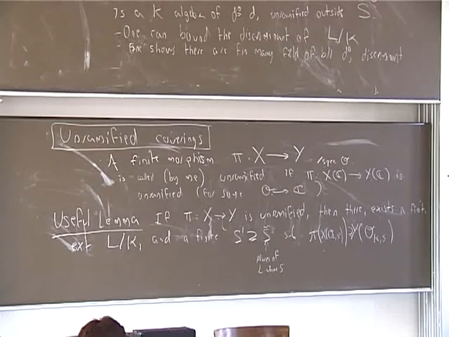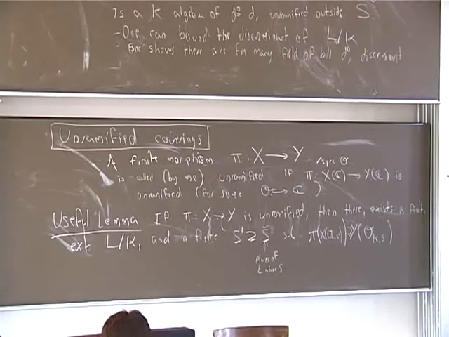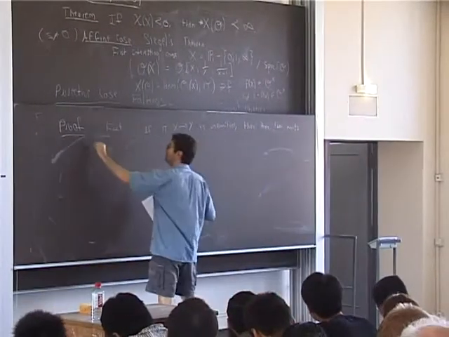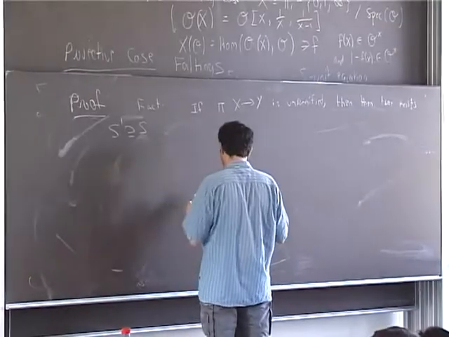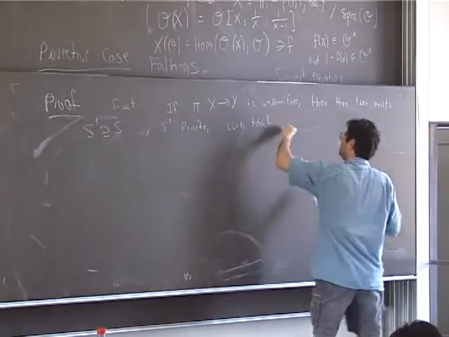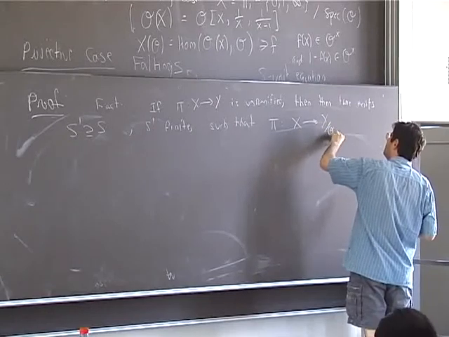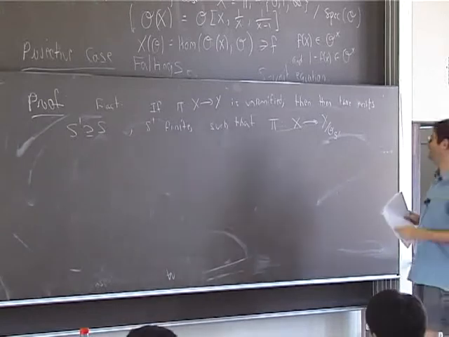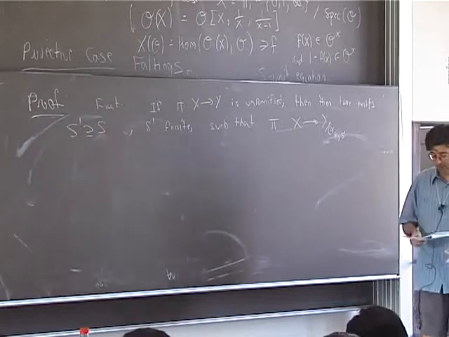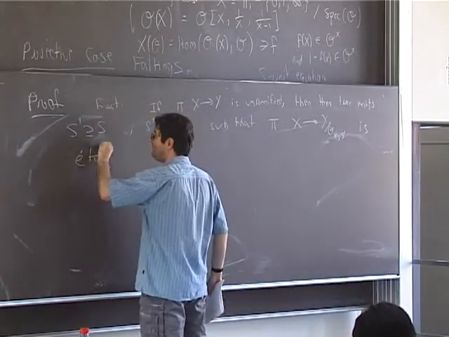If pi from X to Y is unramified in the sense that I stated before, on the generic fiber, then there exists an S prime, a finite set of places containing S, such that pi from X to Y, looking at these models over the base O_S prime, the S prime-integers of K, so I've inverted now the primes in this possibly larger set S prime, is étale in the usual, stronger sense, étale not just on the generic fiber, but on all the special fibers.